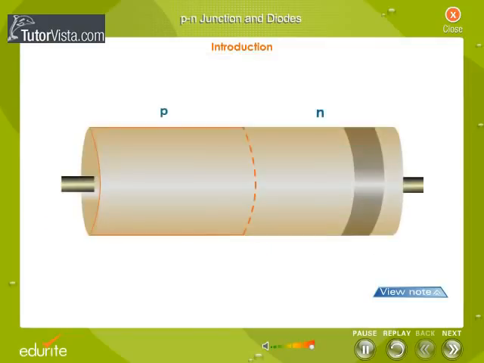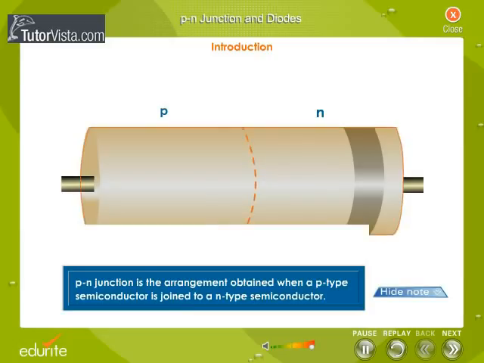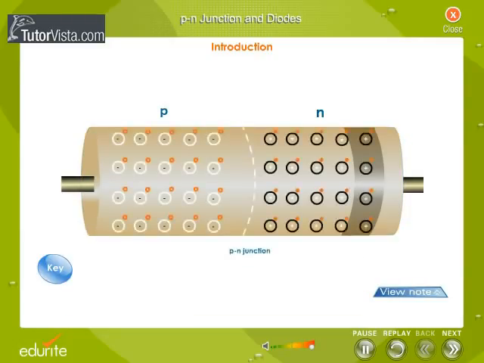Here, one half is P-type and the other is N-type. P-N junction is the arrangement obtained when a P-type semiconductor is joined to an N-type semiconductor. Displayed here is a P-N junction.